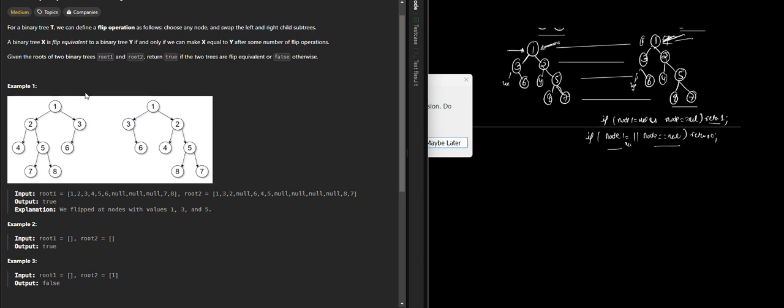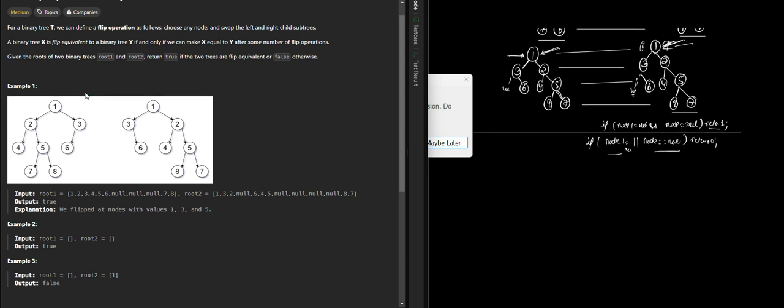What is the next step? We check from the left and the right. This is one condition. Let's suppose this is the DFS call. We will check root 1's left with root 2's left, and the same here, we will check root 1's right with root 2's right.